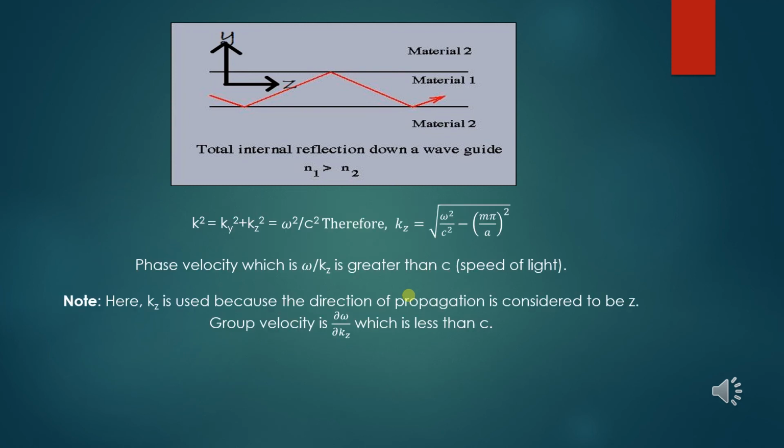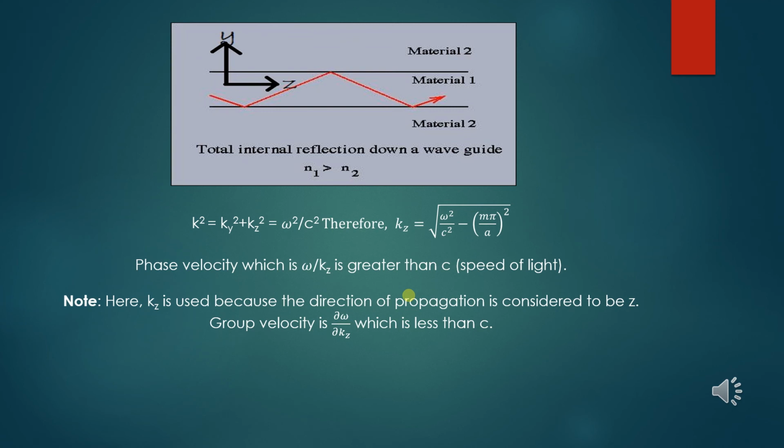We know that k squared equals kx squared plus ky squared plus kz squared. Here we assume that kx equals 0. So k squared would be equal to ky squared plus kz squared, which in turn would be equal to omega squared upon c squared. From that we can conclude that kz equals the square root of omega squared by c squared minus (m pi by a) whole squared. This is true for a parallel plate waveguide or a microstrip.